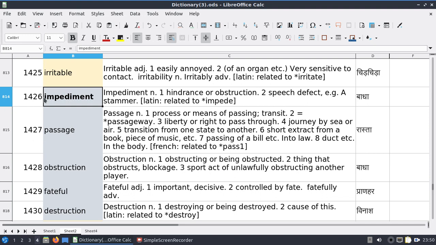Impediment. We had discussed this earlier also. Ped. Ped means feet. Impediment. When you tie the feet, what will happen? It will obstruct your movement. You cannot move. So im plus ped is tying your feet. That is becoming an obstruction. Right? Passes. Passes is a way.